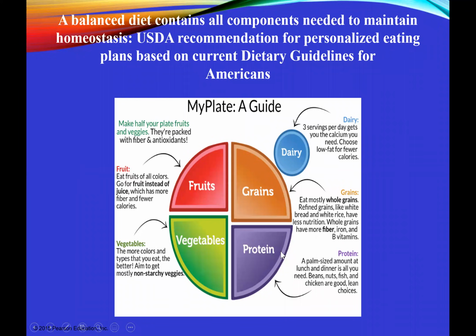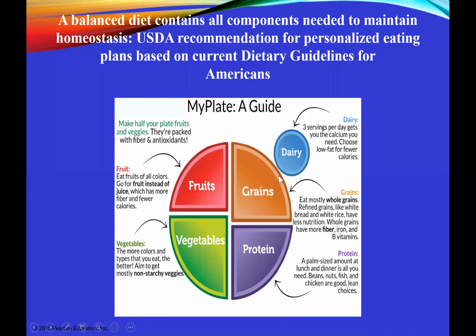So this is a picture of MyPlate. That is the suggested eating plan shown by the United States Department of Agriculture. They update it every 5 years. And their suggestion is that half the plate is filled with different varieties of fruits and vegetables, so that you get all the vitamins and minerals and micronutrients that you require.